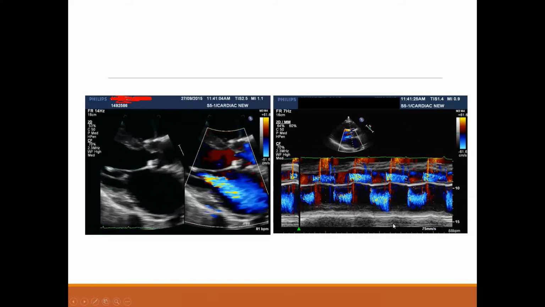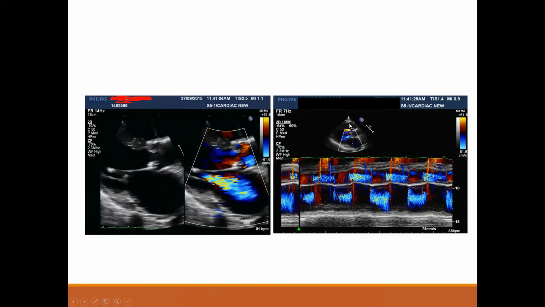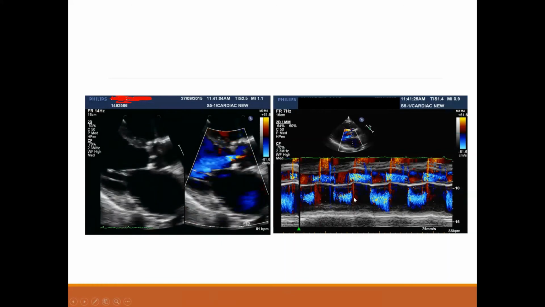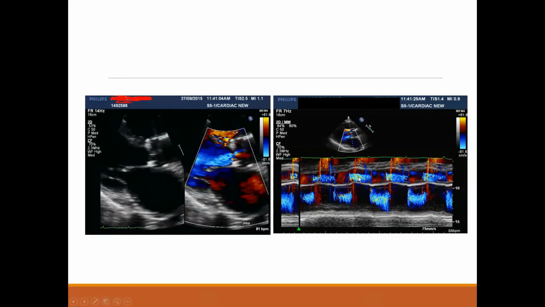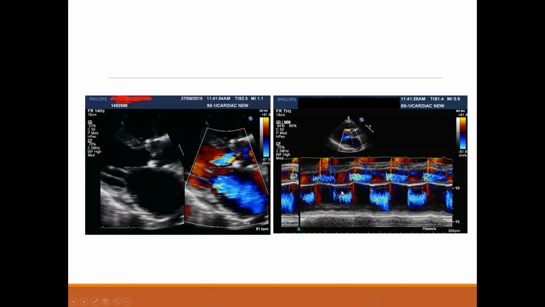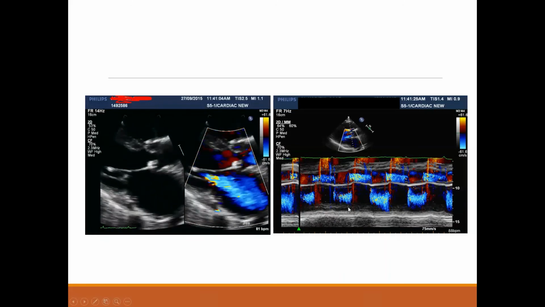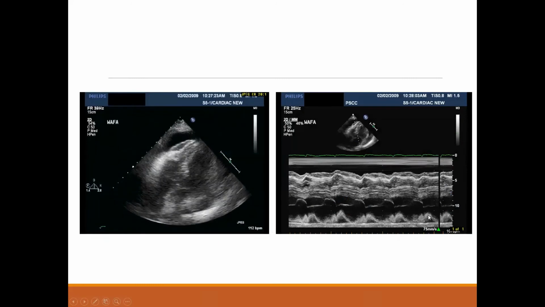What do you call this image here? Color M mode. Yes. This is color M mode across the aortic valve and left atrium, and it is showing flow acceleration here and here. This part is what? Diastolic. So this is the AR and this is the MR, right? This is the AR and this is the MR. Good. So what do we see here?